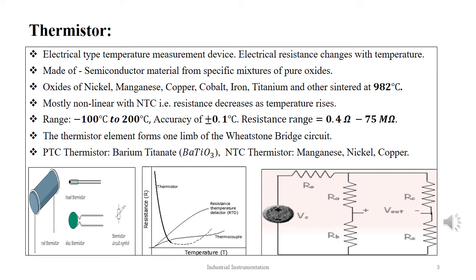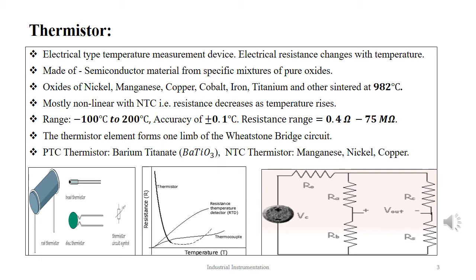The temperature measurement range of the thermistor is from -100 degrees Celsius to 200 degrees Celsius, sometimes extended to 500 degrees Celsius under special conditions, with an accuracy of plus minus 0.1 degrees Celsius. Their resistance changes from 0.4 ohm to 75 mega ohm.